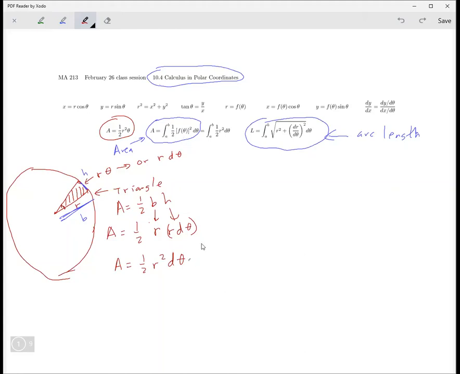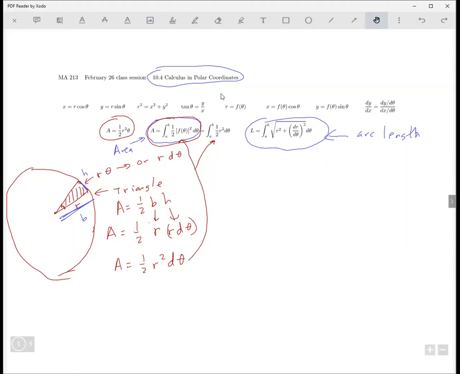And that's where this formula comes from. This is the main formula, and let me show you how it's used in action.